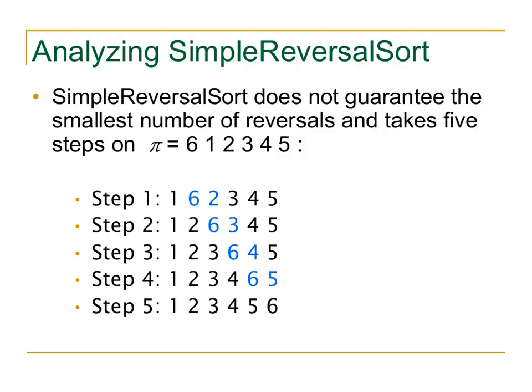4. Reverse the first 4 elements. 1, 2, 3, 6, 4, 5 → 1, 2, 3, 4, 6, 5. 5. Reverse the first 5 elements. 1, 2, 3, 4, 6, 5 → 1, 2, 3, 4, 5, 6. That's 5 reversals in total, even though a single reversal of the entire sequence would have sorted it immediately. This clearly shows that simple reversal sort does not guarantee the fewest possible reversals.